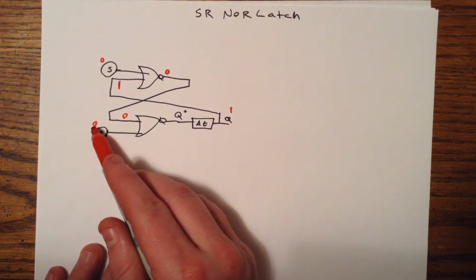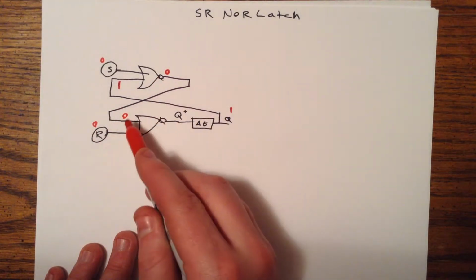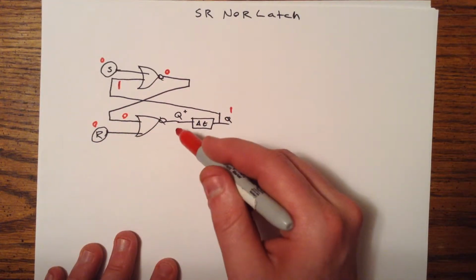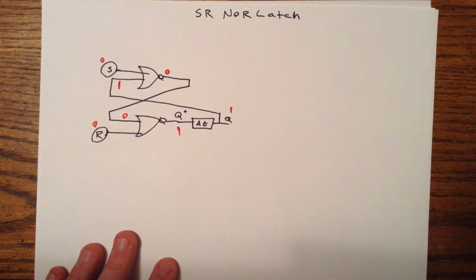So if our reset is a 0 and this signal from the other NOR gate is a 0, that will give us a 1, right? Just from the truth table of the NOR gate.